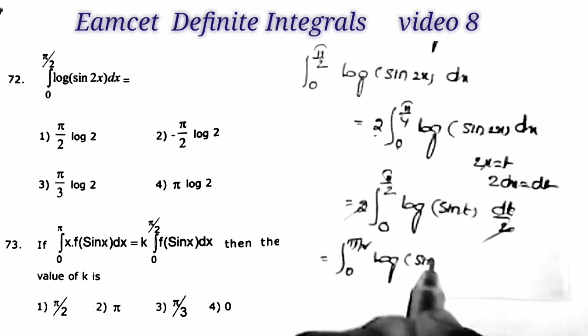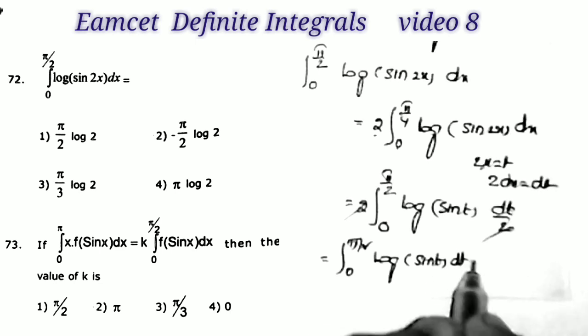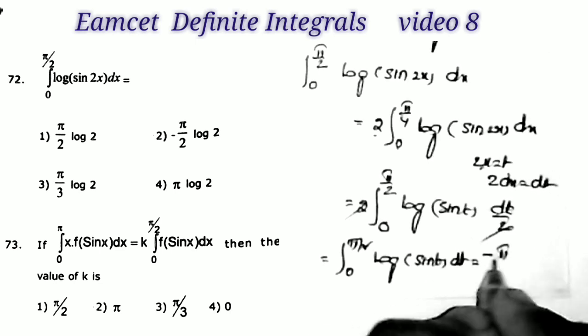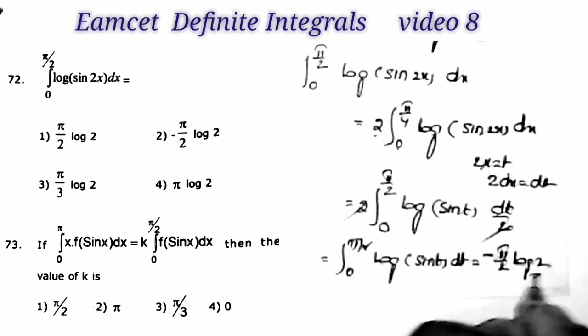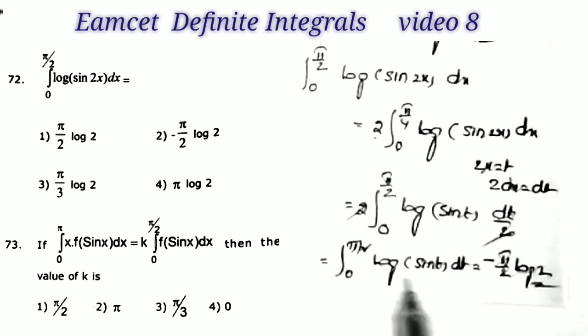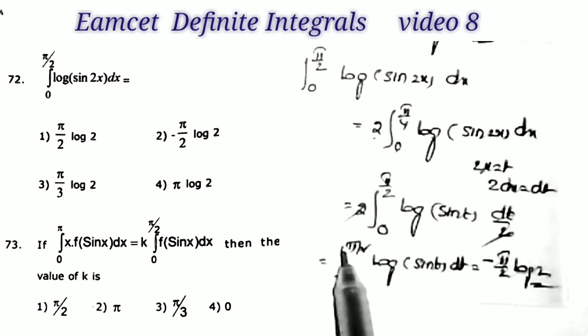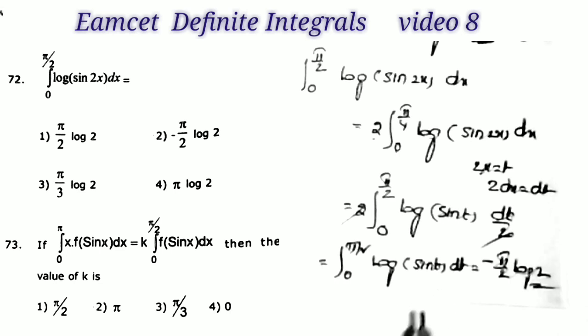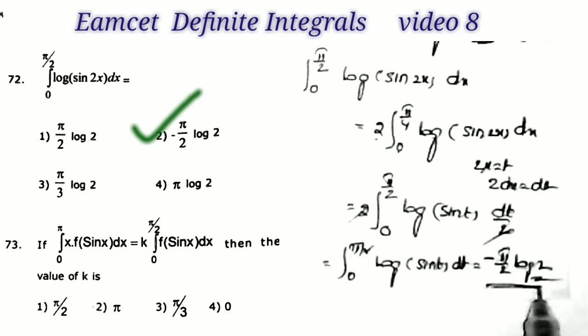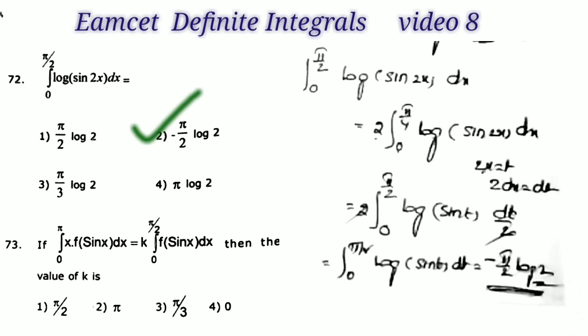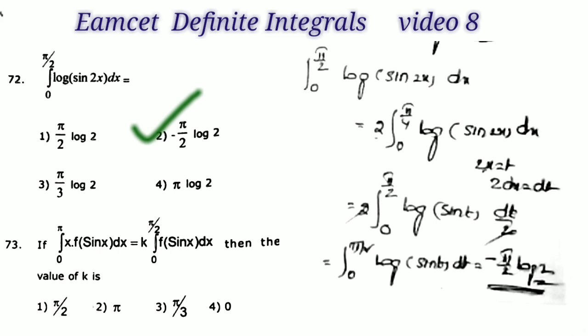The remaining value is integral 0 to pi by 2 log of sin t into dt, and the formula for this one is minus pi by 2 log 2. Integral 0 to pi by 2 log of sin t dt or integral 0 to pi by 2 log of cos t dt, whatever the function, either cos or sin, the answer is minus pi by 2 log 2, and this is the most important formula. That's all. This is the answer, which is the second option.